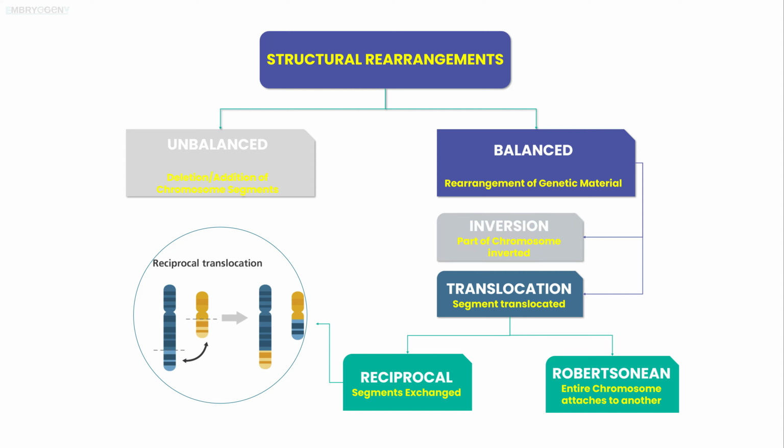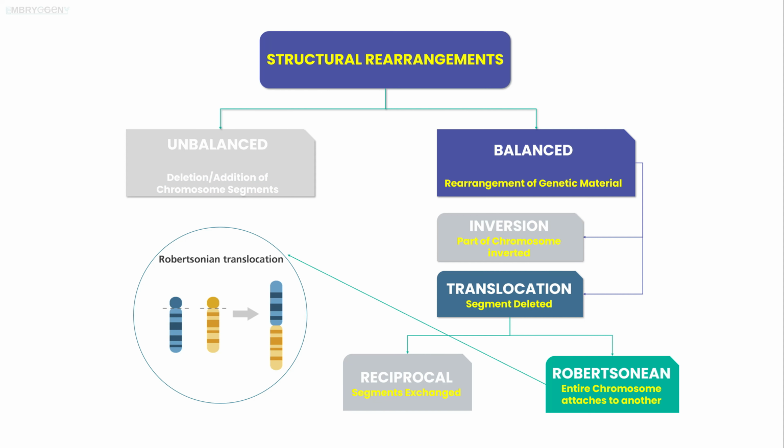Translocations can be of two types: reciprocal and Robertsonian. Reciprocal translocations are a transfer of genetic material between non-homologous chromosomes, where segments of a chromosome are exchanged. There is a give and take, and hence no loss in genetic material.